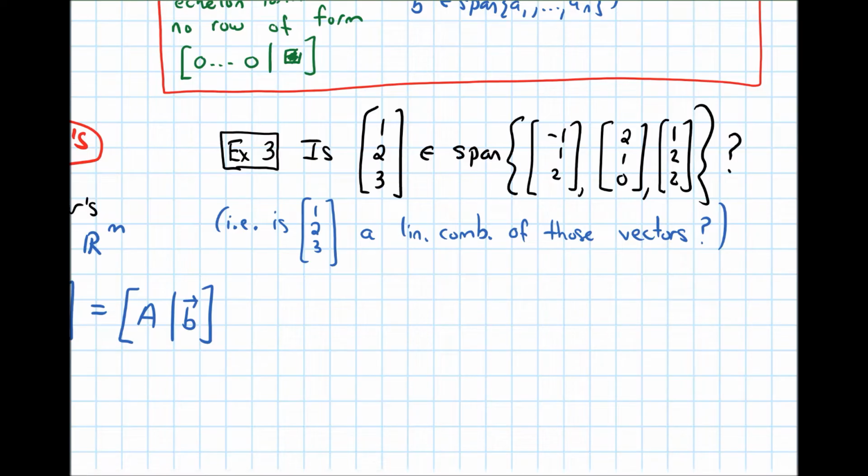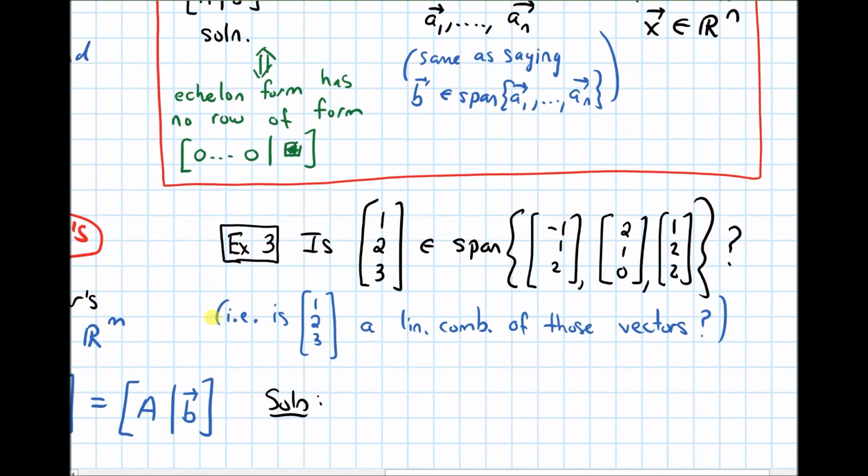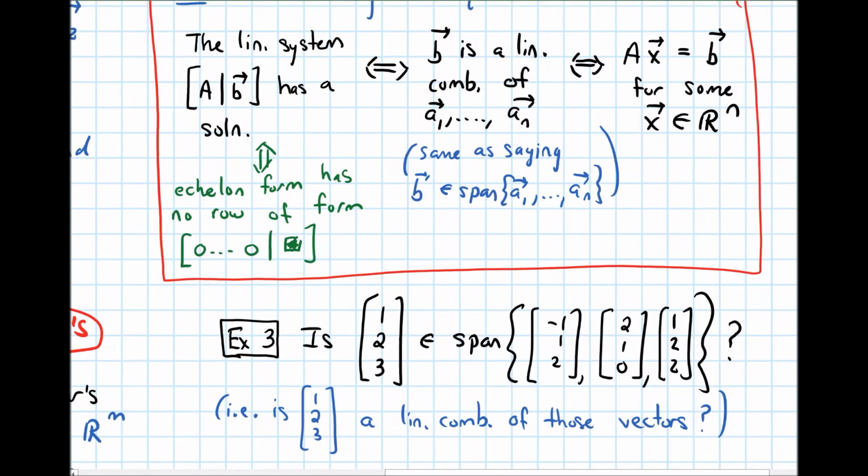Okay, so how do we do this? Let's talk about the solution. If I want to check if this vector is in the span of this other set of vectors, notice that's this right here. I have a statement like this that I'm trying to verify. What I need to do is I need to form the augmented matrix and check if that has a solution.